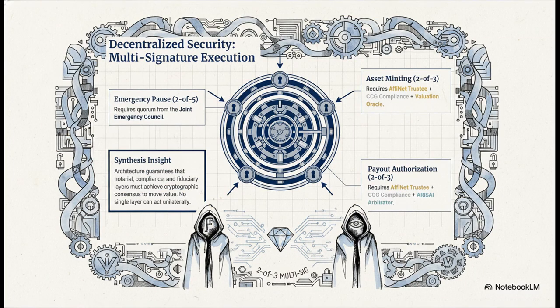And here's a massive security feature. No single person or entity can just decide to mint these tokens. The whole system is built on checks and balances. It actually requires a 2 out of 3 multi-signature approval. That means at least 2 of these 3 parties, the AFINET trustee, the CCG compliance team, and the evaluation oracle, have to digitally sign off on it. It's a cryptographic failsafe to make sure everything is legit.